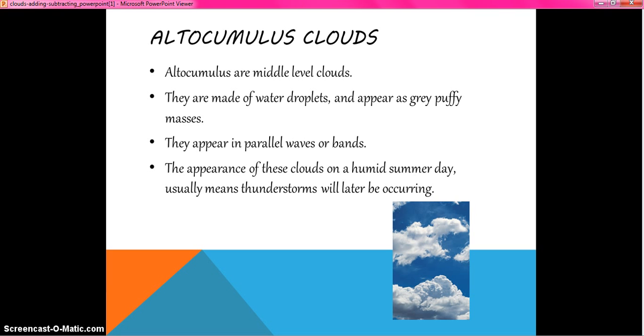Now we're going to begin to look at the middle-level clouds. This next type of cloud is called the altocumulus cloud. These are made up of a bunch of little water droplets, which gives them a light grayish look. They'll appear in the sky in parallel waves, which means you will see them in long lines across the sky. When you see these types of clouds on a warm, humid day in the summer, it may mean that a storm will be coming later that night.